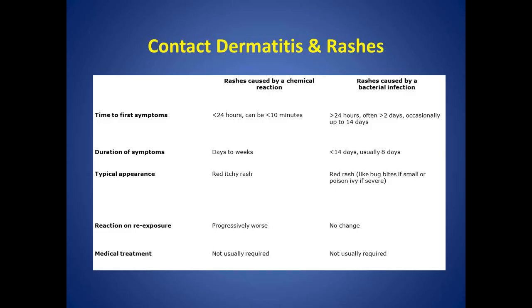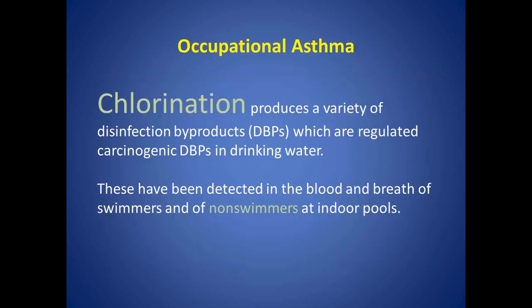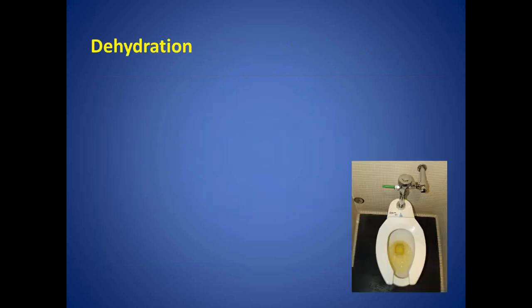The contact dermatitis and rashes: the more that you're exposed to halogen, especially if your pool runs a high halogen rate, 5 parts per million versus 3 parts per million, the more likely you are to develop contact dermatitis. Occupational asthma is just the fact that the more poorly ventilated pools are, the more likely you are to get something called lifeguard lung, especially if you spend more than 20 to 25 hours a week in the pool. And dehydration is one of these things that almost all therapists tend towards and almost no therapists notice.